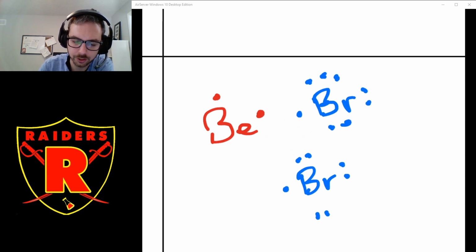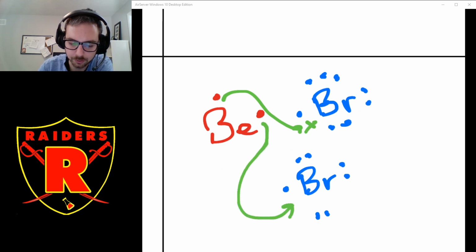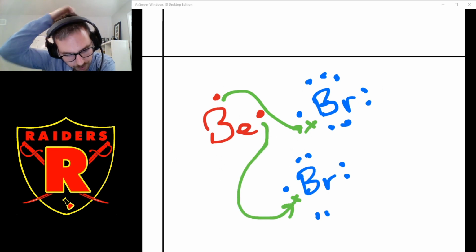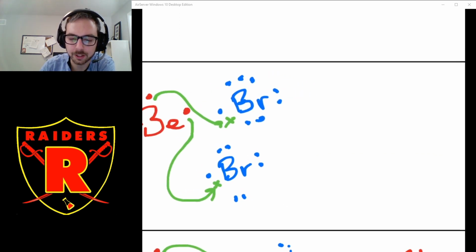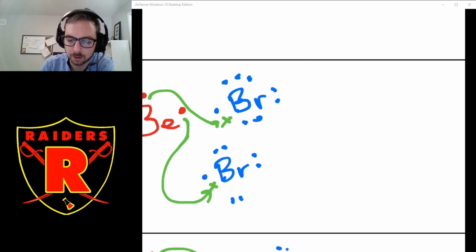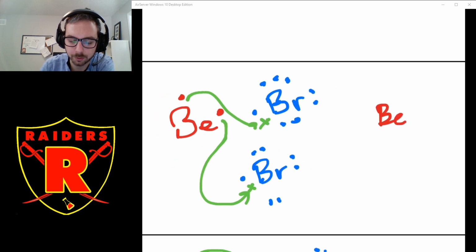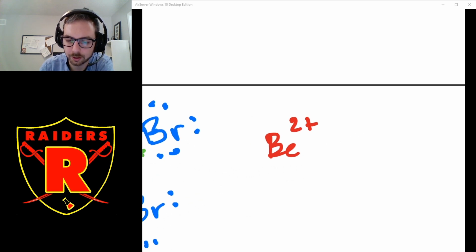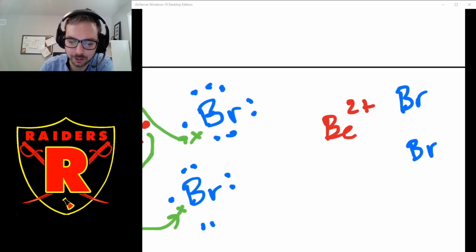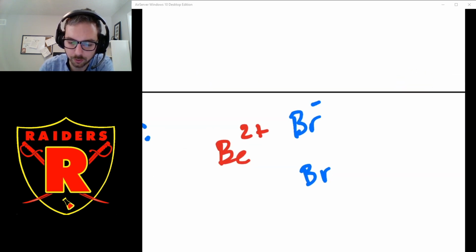And we're going to have an exchange of electrons here. So 1 is going to go here, and then that bromine is satisfied, and this one's going to go here, and this bromine is satisfied. Then we're going to end up here with a beryllium with a charge of, it's given away 2 electrons, so it's going to become 2 plus. And we've got 2 bromines here. And each of them takes 1 electron, so they're going to have a charge of 1 minus.